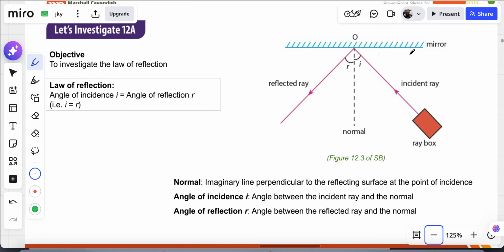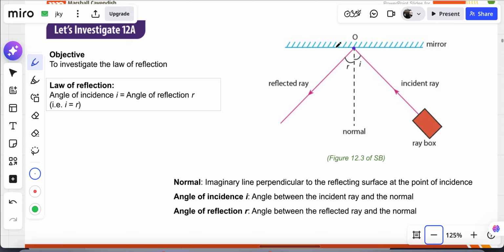We've said the reflected surface, in this case, is the mirror. What is the normal? The normal is an imaginary line. That's why we use broken lines. It's an imaginary line that is perpendicular, that's 90 degrees to the reflecting surface, at the point of incidence. This is the point of incidence. Is that okay? The angle of incidence is the angle between the incident ray and the normal.